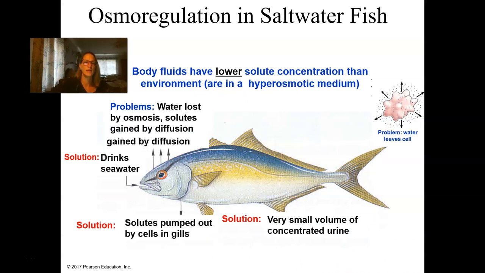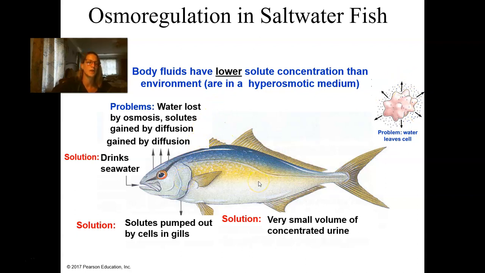Saltwater fish have the opposite problem. Their body fluids have lower solute concentration than their environment, and they are in a hyperosmotic medium. So again, with a bunch of solutes on the outside, you tend to lose water. So the problem is that they lose water by osmosis, and solutes tend to come into their gills passively through diffusion.